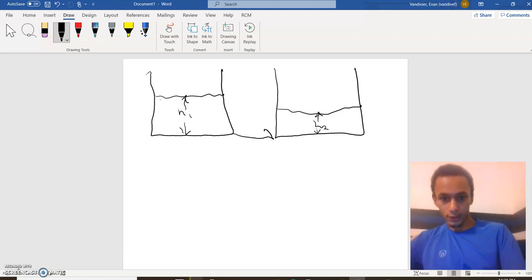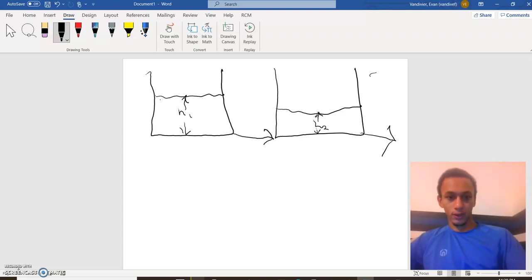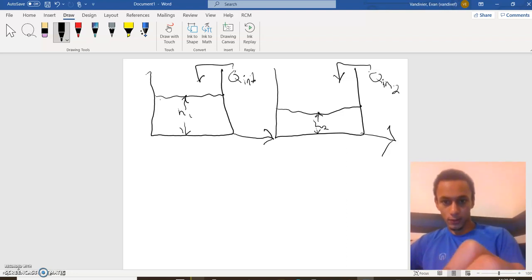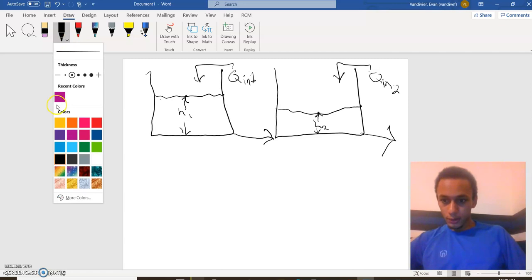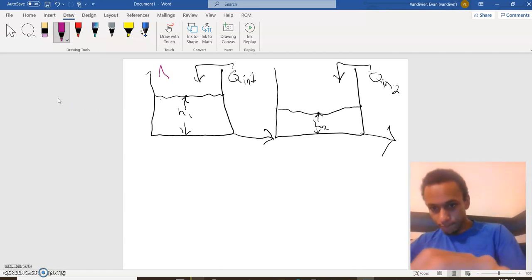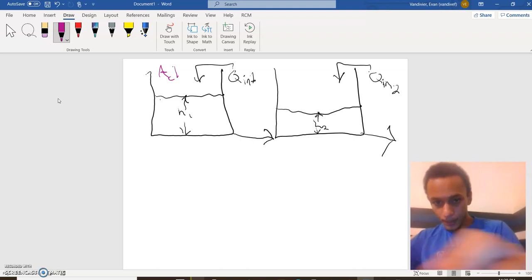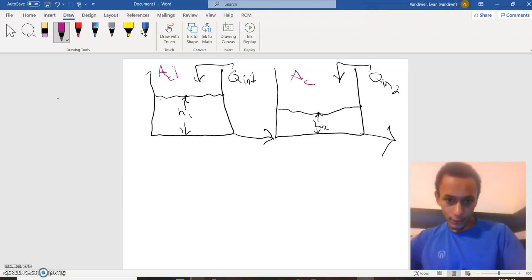Some is flowing in here, and some is flowing out. So we say Q2 there, and Q1 there, and let's see if I can make this a different color. Yeah. So it's the area, different tanks, and you got the flow rates and the velocity.